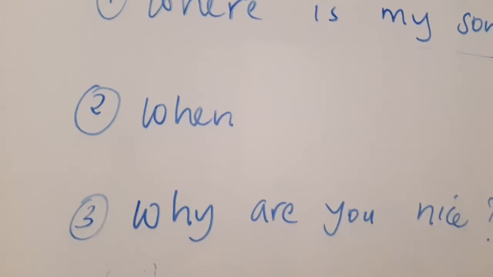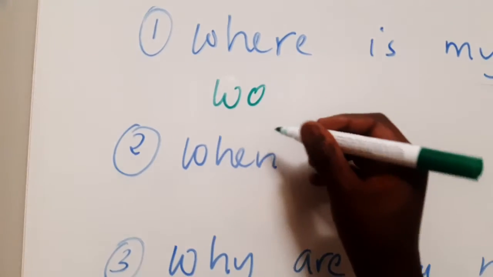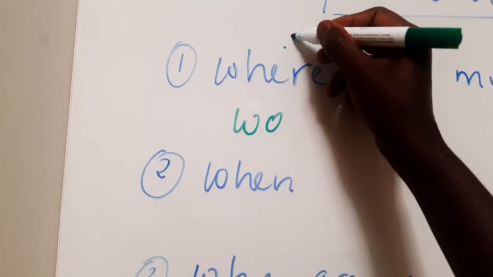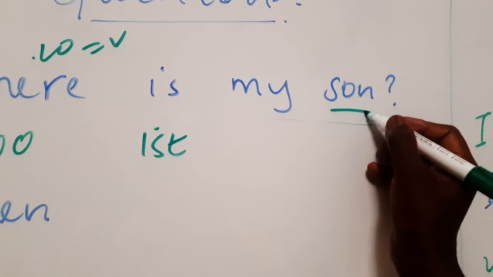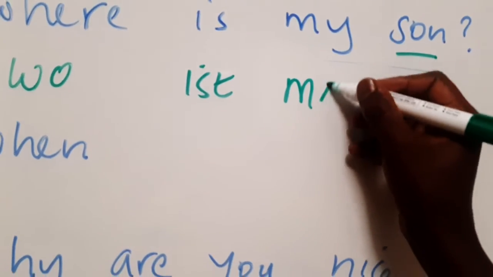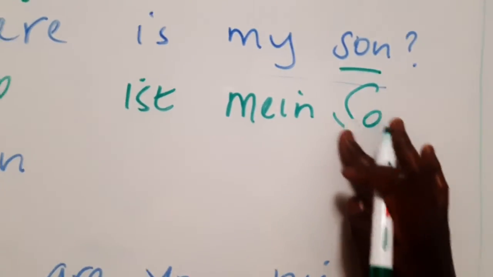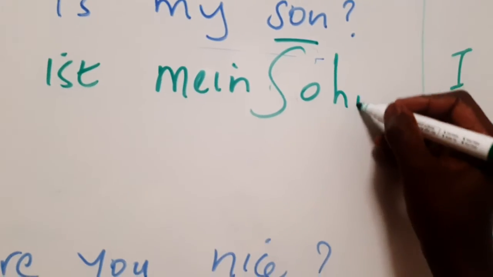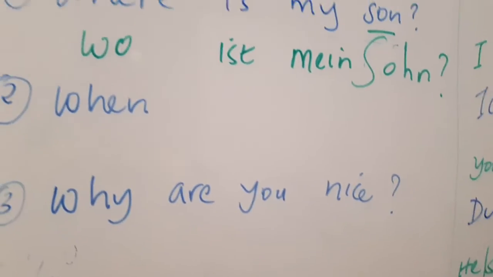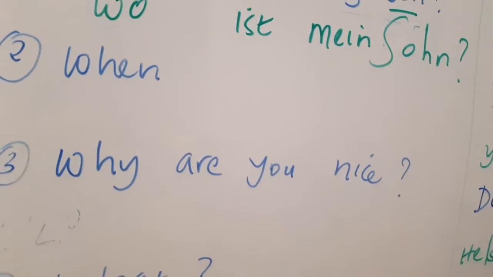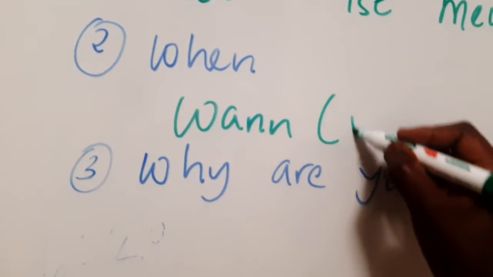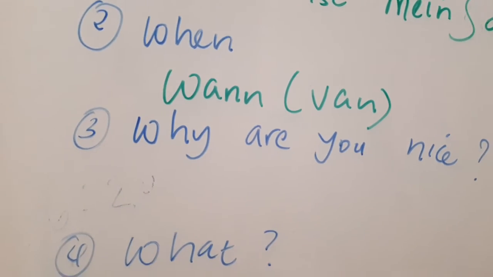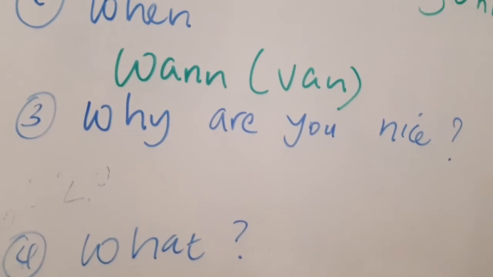It's German time. So where is wo. So remember we said W is like V, so this one is wo ist. So son is masculine, so this will be mein Sohn. So this one should be capital, Sohn. So when you want to ask someone about your son, you say, wo ist mein Sohn? When is wann. Wann. So this one sounds almost close to wann, okay? So why is warum. Warum.